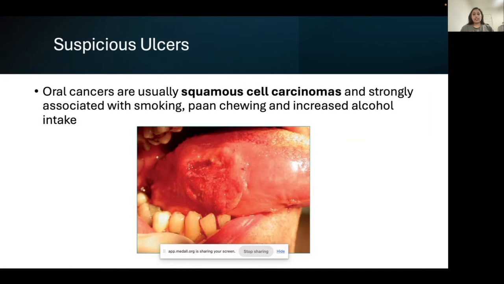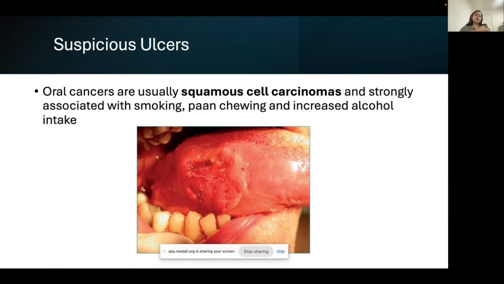So if we divide the ulcers up, we have suspicious ulcers. Oral cancers are usually squamous cell carcinomas, and they're normally very well associated with smoking, pan or betel nut chewing, and an increased alcohol intake. You can see from this ulcer, it doesn't look good. It's indurated, it looks firm, it's got an irregular border, it's not very well demarcated, it's just quite large, and it doesn't look like it's related to any obvious trauma or anything.